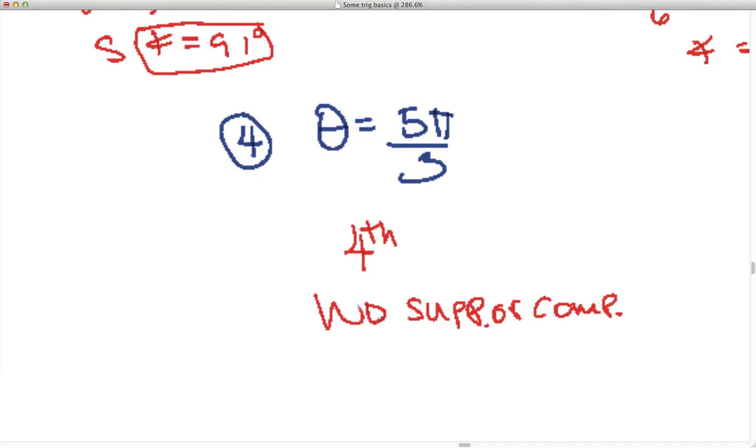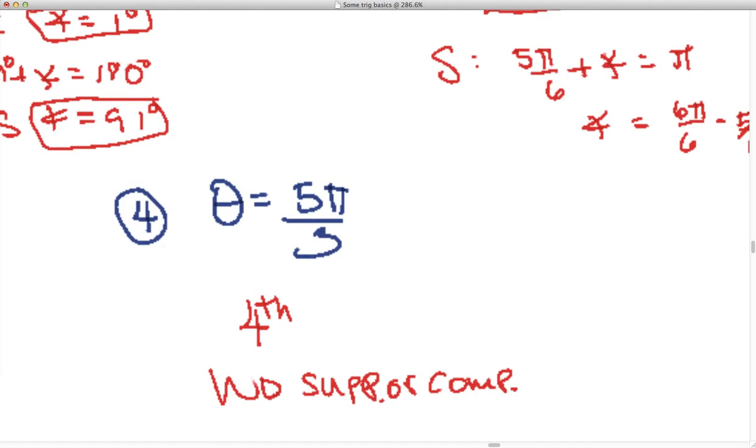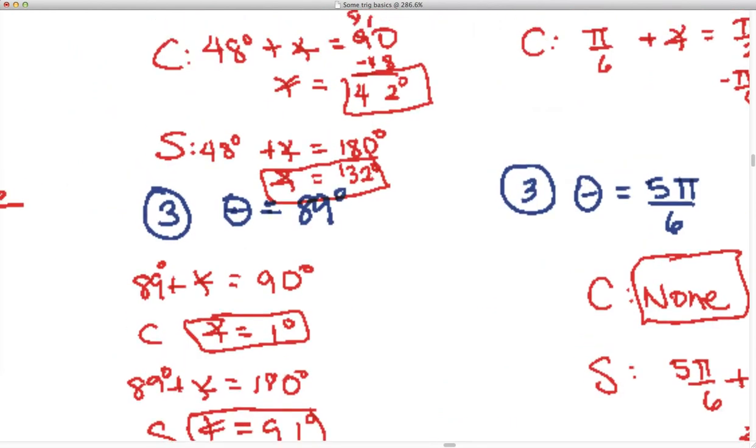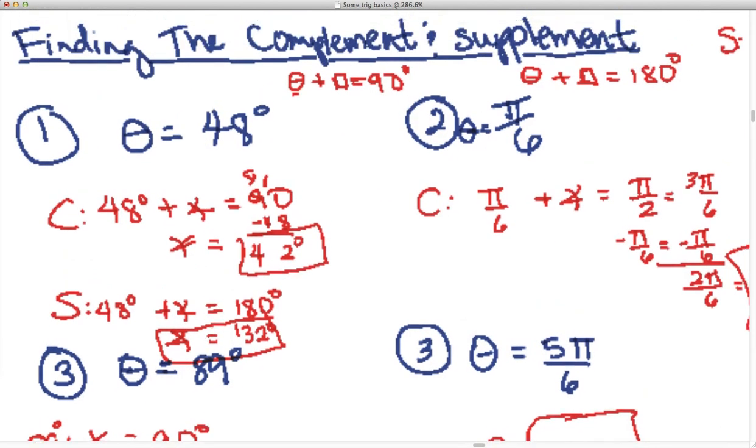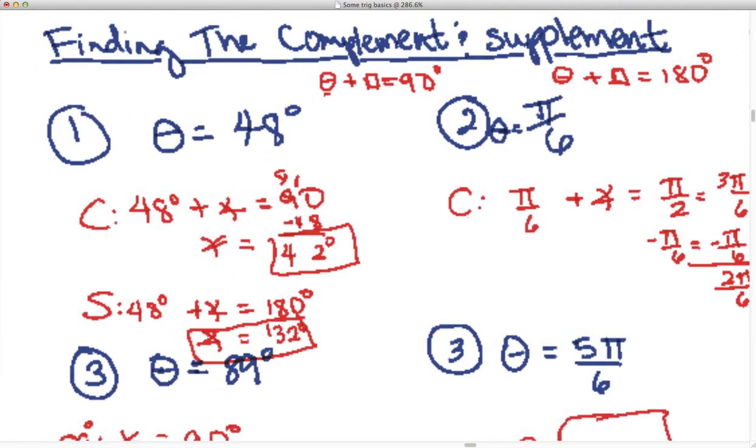All right? So just practice a few of these. You should see they're pretty straightforward. Nothing really to them. You just got to do a few of them, get them under your belt. Complement adds up to be 90. Supplement adds up to be 180.